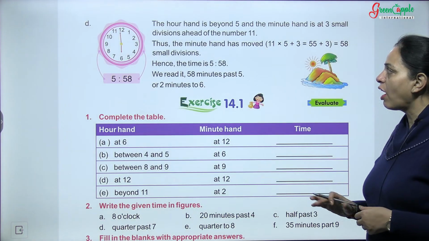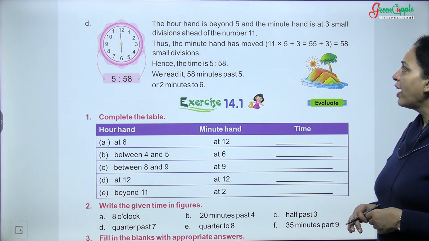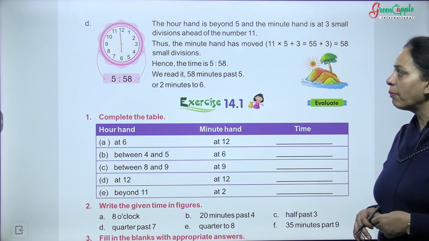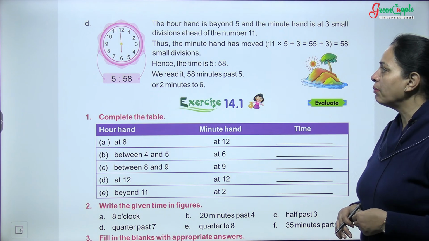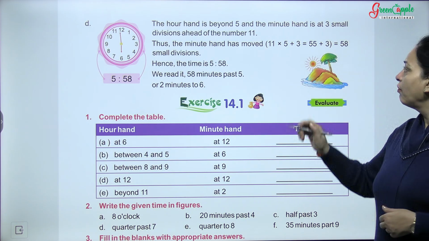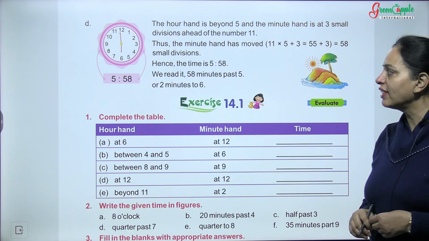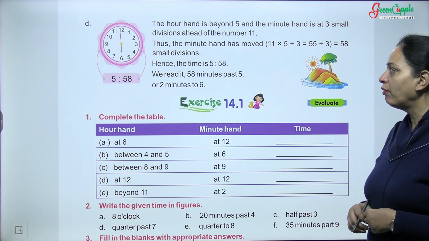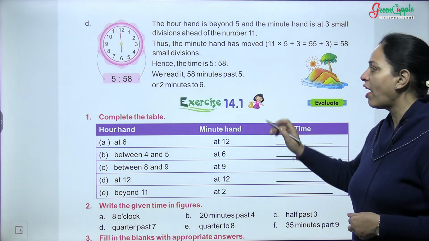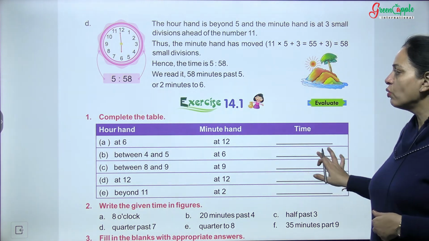Now D part, the hour hand is beyond 5 and the minute hand is at 3 small divisions ahead of the number 11. So here the minute hand has moved 11 into 5 plus 3, which means 58 small divisions. So the time is 5:58. So how can we read it? 58 minutes past 5 or 2 minutes to 6.